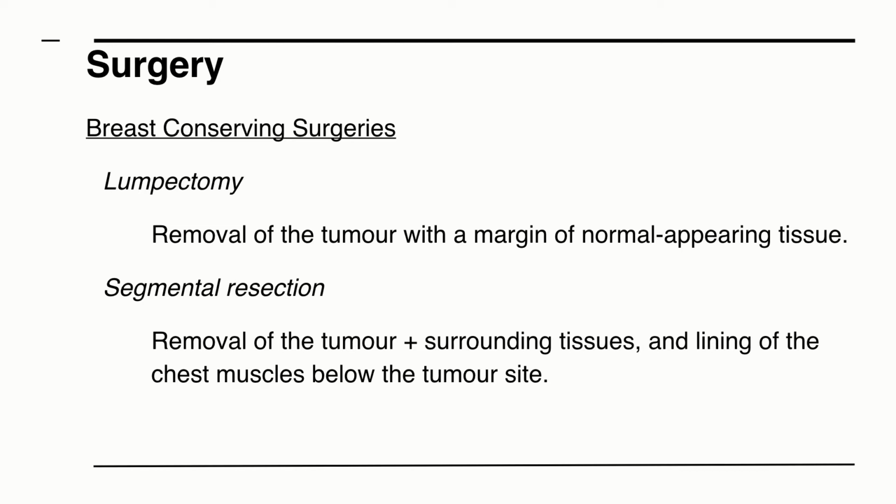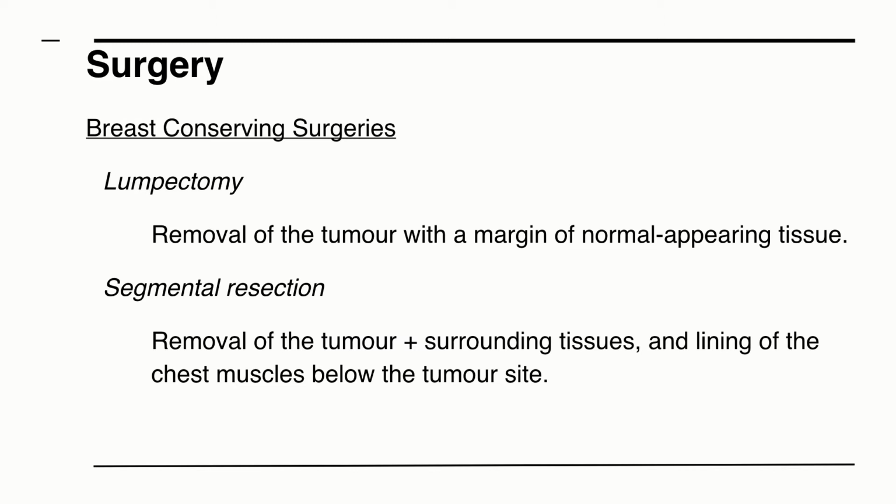Segmental resection is when it's a little bit bigger. That's when we remove the tumor, the surrounding tissues, and a lining of the chest muscle below the tumor site. This is still a fairly large resection, but it is not a complete resection. Lumpectomy is much more specific. You're going to have just that scar where they've gone in and taken out that tissue, but for the most part, the breast will remain intact.